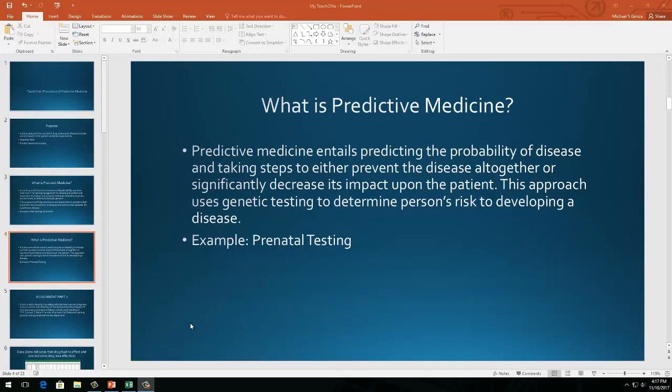What is predictive medicine? Predictive medicine entails predicting the probability of disease and taking steps to either prevent the disease altogether or significantly decrease its impacts upon the patient. This approach uses genetic testing to determine a person's risk of developing a disease, for example, prenatal testing.